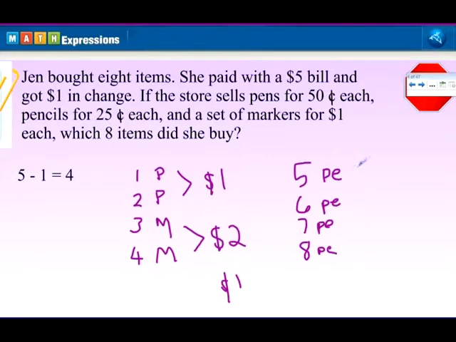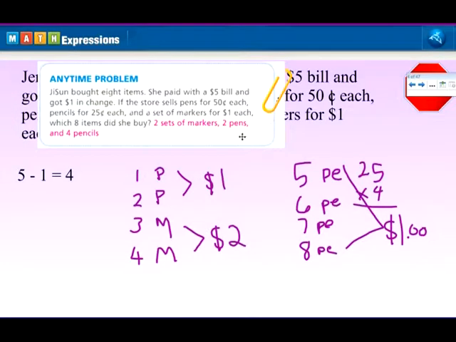If a pencil costs 25 cents, what's 25 times 4? 25 times 4 is $1. She bought $1 worth of pencils, $2 worth of markers, and $1 worth of pens. She bought 2 sets of markers, 2 pens, and 4 pencils.